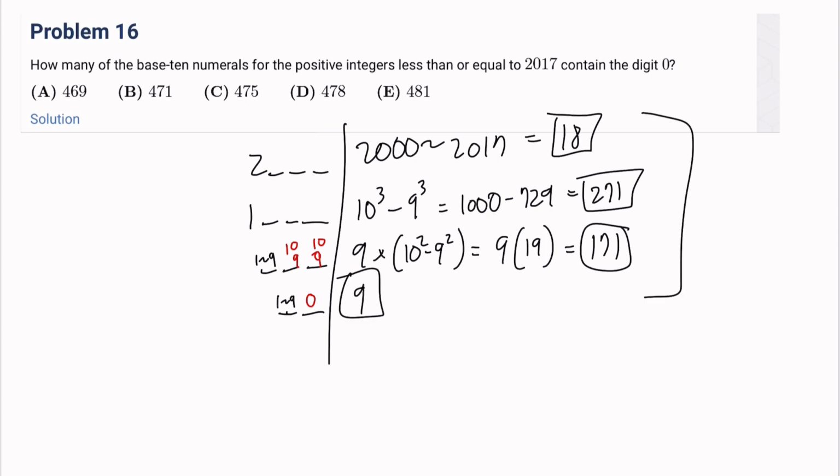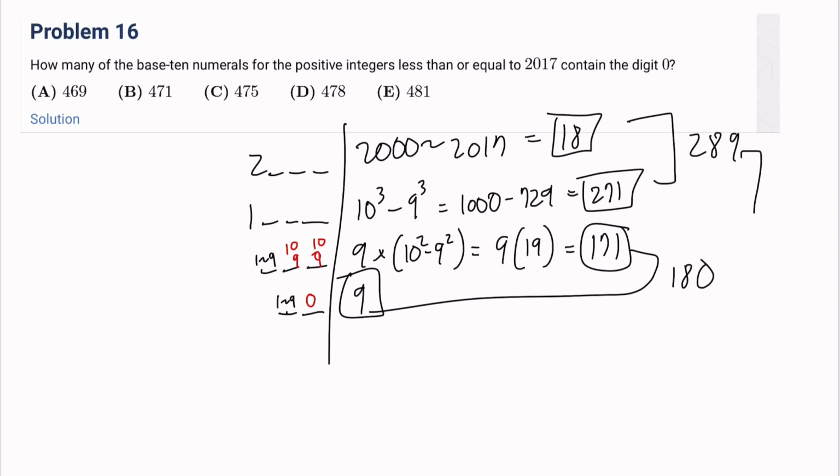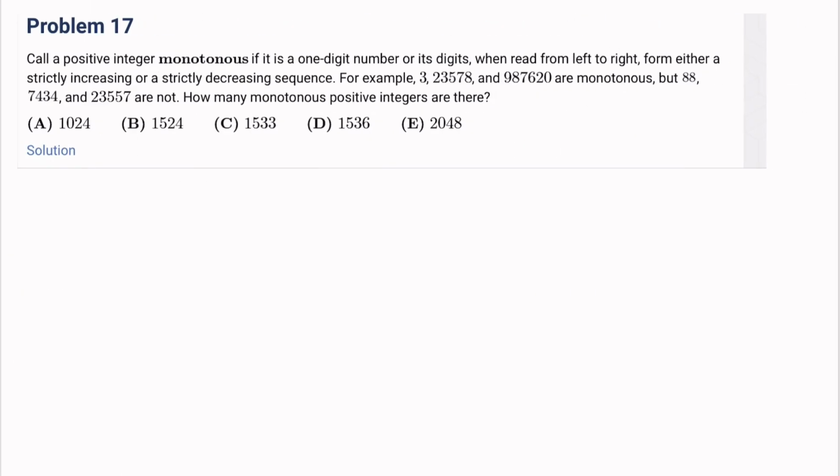And so if we add these all up, from this we get 180, and from this we get 289. So if we add these up, we get 469. The answer is A.